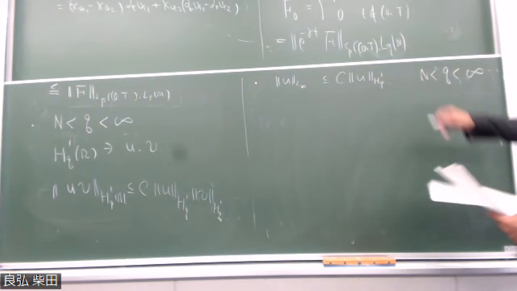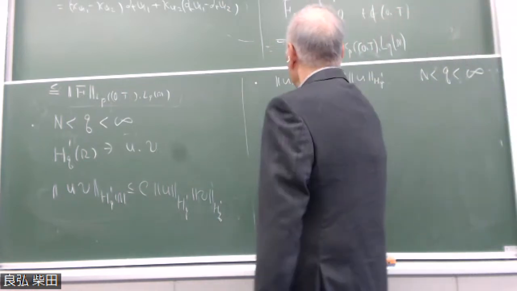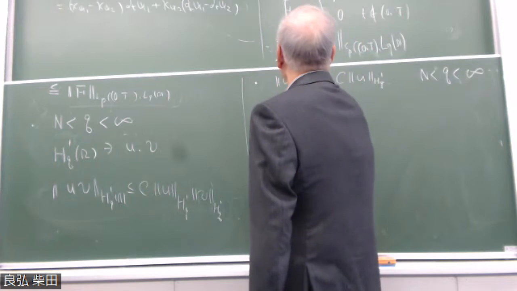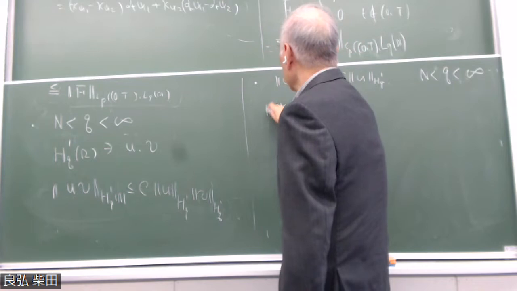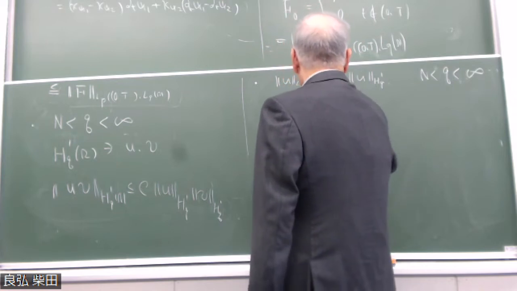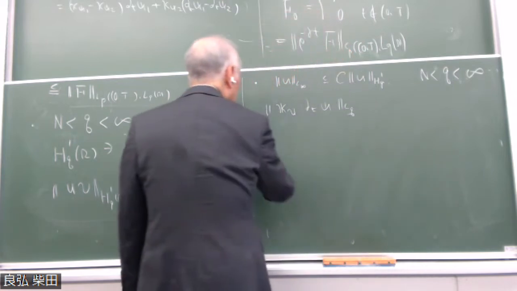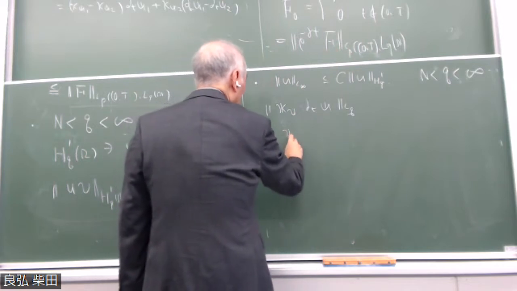All right. Then how to estimate F? So first, K_b d_t u in the L_q norm. Then this is K_b.